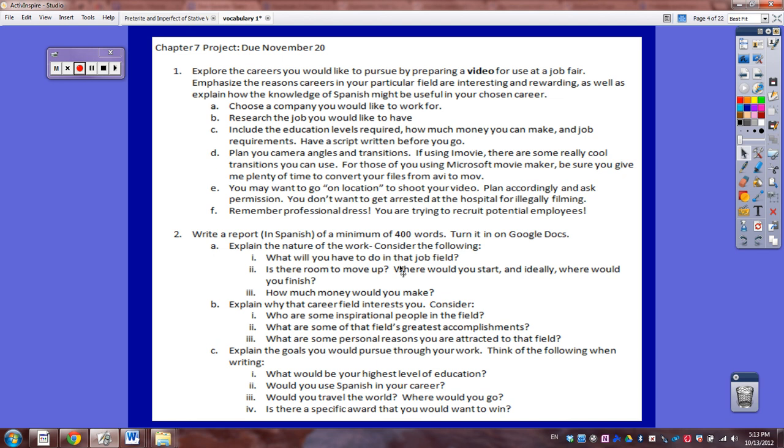Explain the nature of your work considering the following. What will you have to do in that job field? Okay, so if I'm going to be a ditch digger, what do I need to be able to do? Is there room to move up? Well, if I start off at base level ditch digging, I could be the supreme grandmaster of all ditch digging within 5 years. Where would you start? And ideally, where would you finish? So I would start off digging ditches and end up owning the ditch digging company. How much money would you make? I start off making $12 an hour and end up making $2 bajillion an hour. That'd be great. But make sure you get factual information.